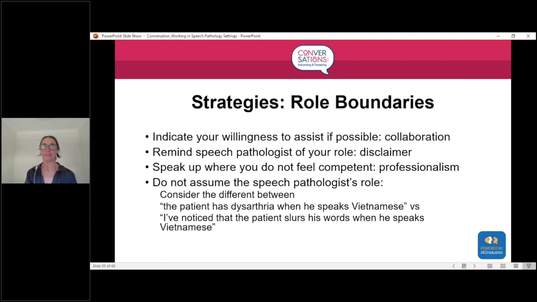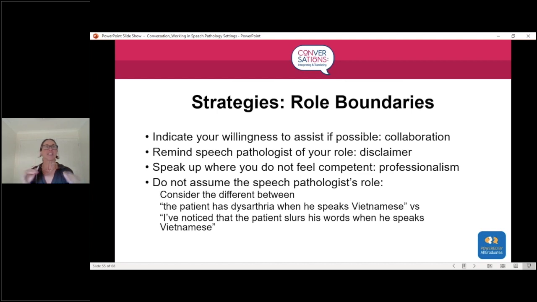If you're feeling very confident and feel you can assist a speech pathologist who asks you to help out with identifying some of these features, I would also just caution you, a word of caution, to respect the speech pathologist's role. So at the bottom of the slide, I've asked you to consider the difference between a comment such as, oh, the patient has dysarthria when he speaks Vietnamese, as opposed to, I've noticed that the patient slurs his words when he speaks Vietnamese.